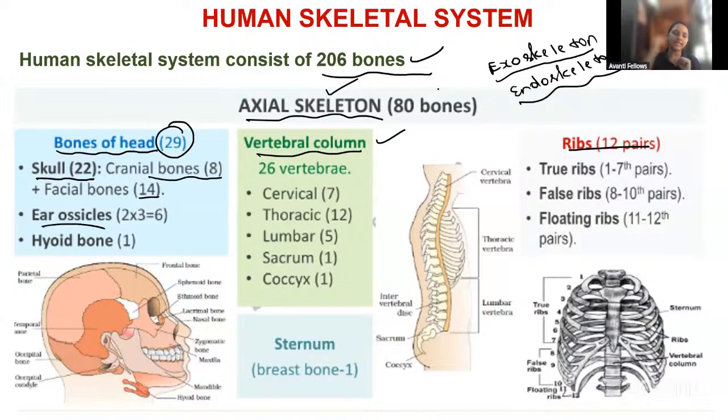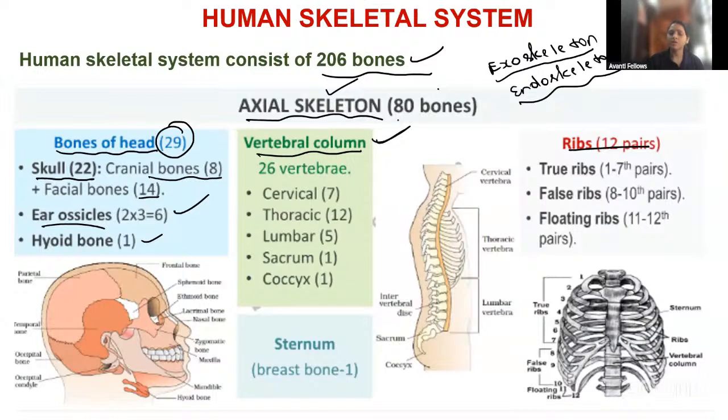And in each ear, there are 3 bones: incus, malleus, and stapes. 3 and 3, totally 6 ear ossicles. And one hyoid bone, a U-shaped bone that is present on the neck side, is called the hyoid bone. So totally there will be 29.